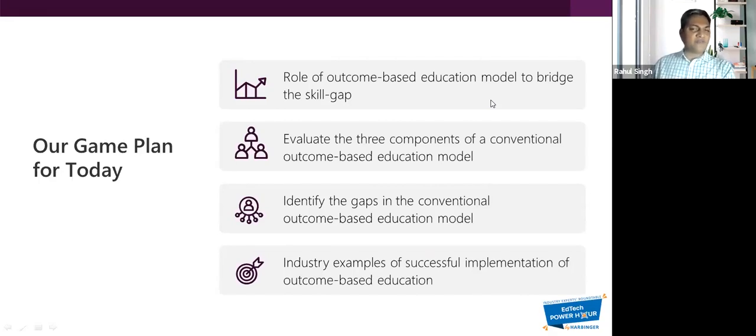We'll try to identify if there are any gaps in the conventional outcome-based education model. And at the end of it, we'll hear it from some industry leaders in terms of some examples of successful implementation of outcome-based education.